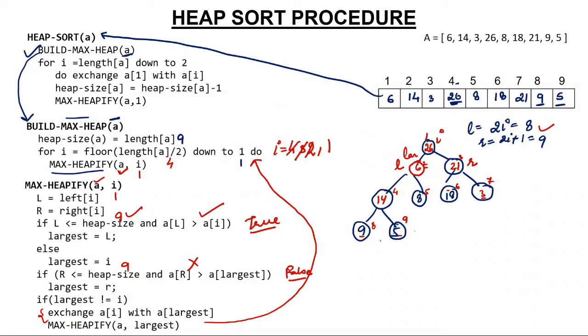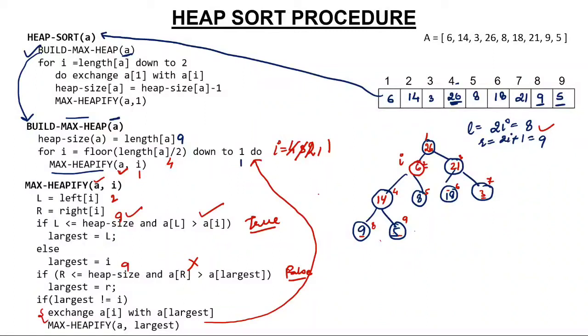Fine. Now what will happen? Again, due to this 6, is my property violated? Yes. Now again I'm calling MaxHeapify with A, largest. What is largest? 2. So again I'm calling MaxHeapify with 2. So this I will become 2.